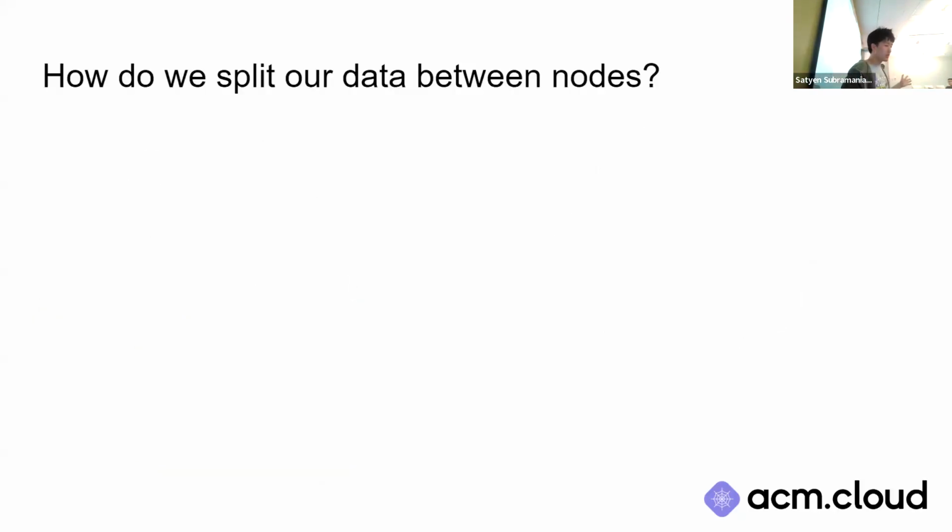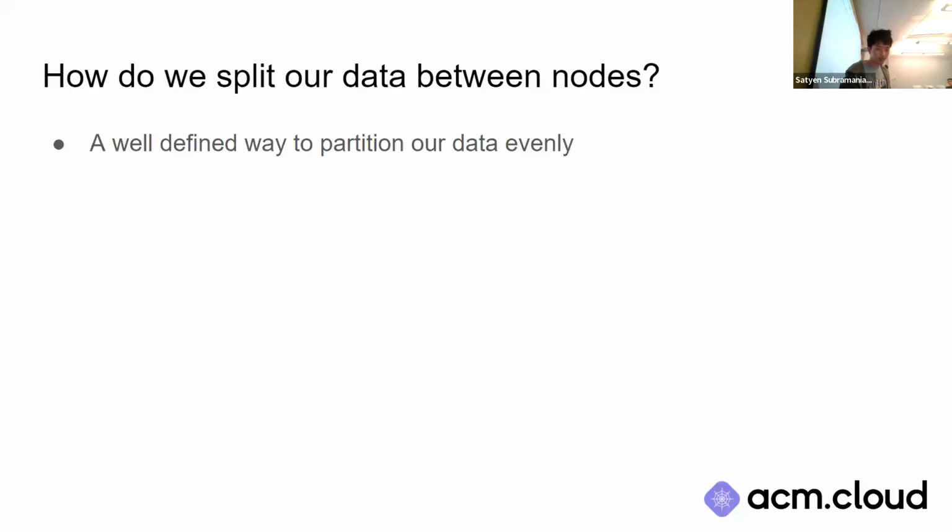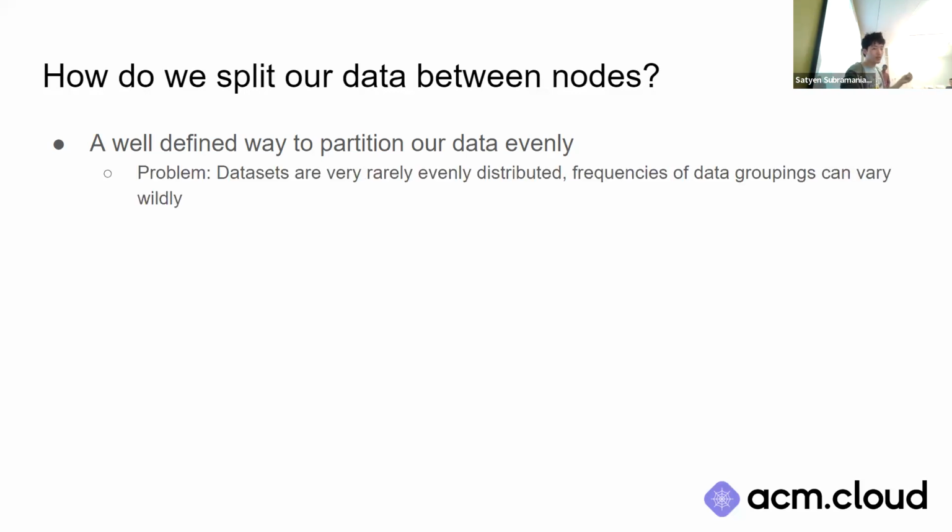And so another issue is, how do we split our data between the nodes? If it's all peer-to-peer and everyone's equal, it's very hard to come up with a clear structure for this. So what we need is a well-defined way to partition our data evenly. Now, data sets are very rarely evenly distributed. If you look at search trends, the top websites, like Google, are going to have the vast majority of the internet traffic, while everyone else is going to have very little. So this is something that always has to be a concern. You have to make sure that everything is evenly randomized.